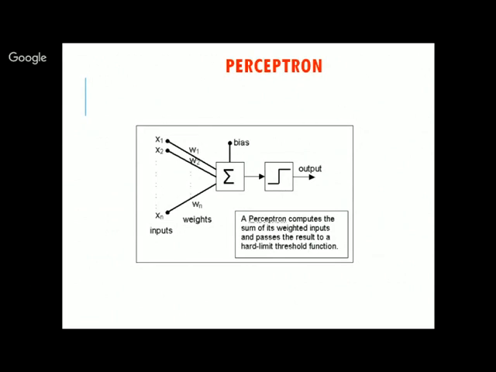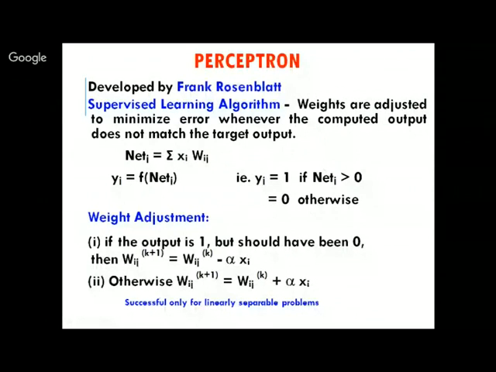Okay, so now let us go into the details of it. Here the inputs are defined as x1, x2, xn. Weights are w1, w2. There is a bias value also added to it. I'll explain what it is. And then the output which is calculated at this point will be given to the activation function, and this is the final output which we get. Now let's go into the details of this. This network was developed by Frank Rosenblatt, and the learning algorithm, I told you, is the supervised learning algorithm, where the weights are adjusted to minimize error whenever the computed output does not match the target output.